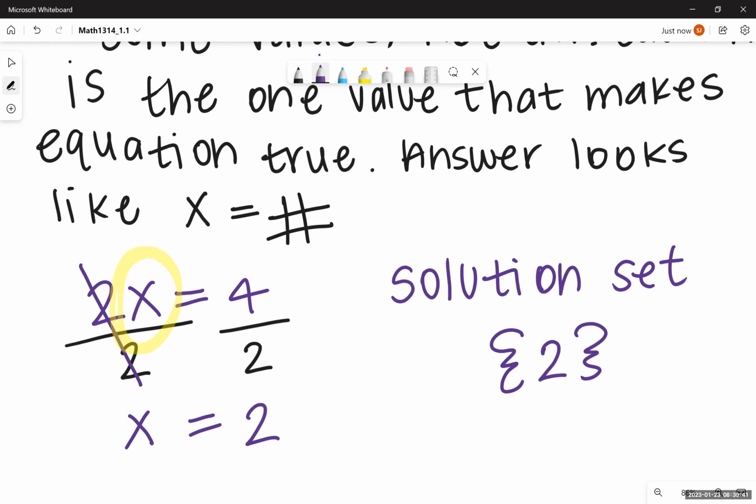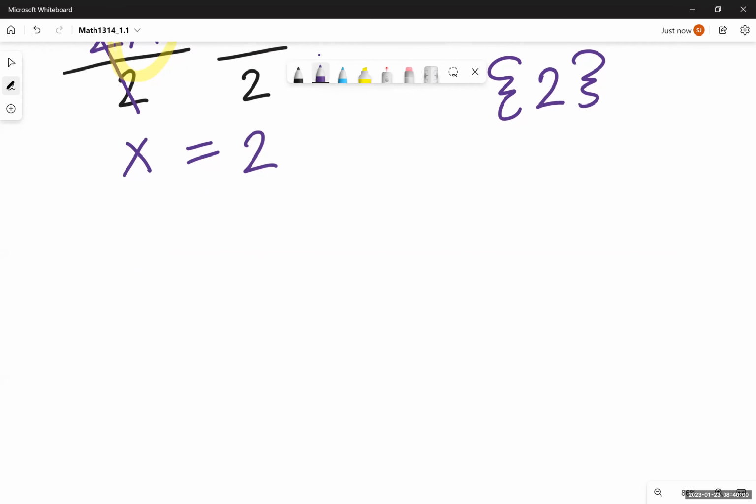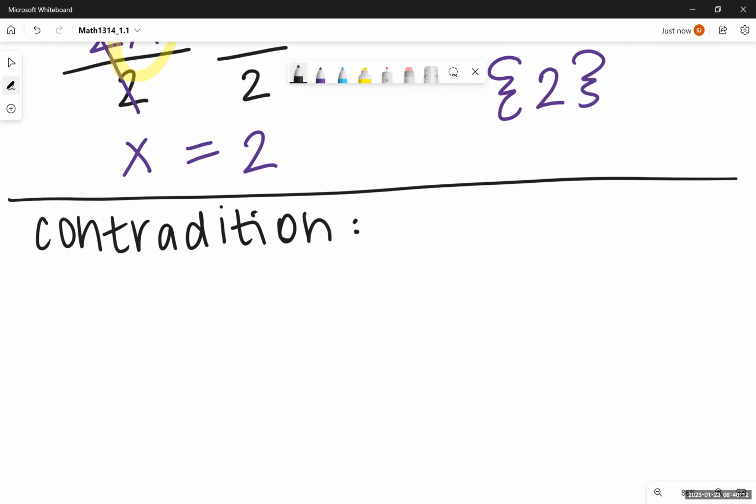Okay. So the solution set for the first one, we would say all real numbers, right? All of them can make the equation true, not a problem. The solution set for this type of equation is just going to be that one value, but you use curly braces, okay? And then the last thing we're going to do is a contradiction. For an equation that's a contradiction, the only way to really say it easily is to say that there's no solution.